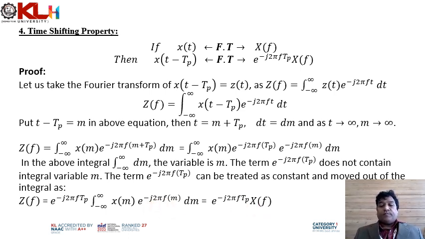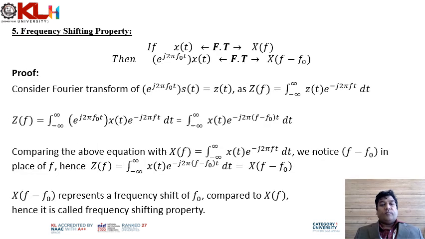We are going to prove another property which is the frequency shifting property. Here we take the signal x of t and multiply with the exponential function e power j 2 pi f naught t. Then the Fourier transform on the output side will be X of f minus f naught. So we are having a frequency shift that is occurring when we multiply the input signal with the exponential function.